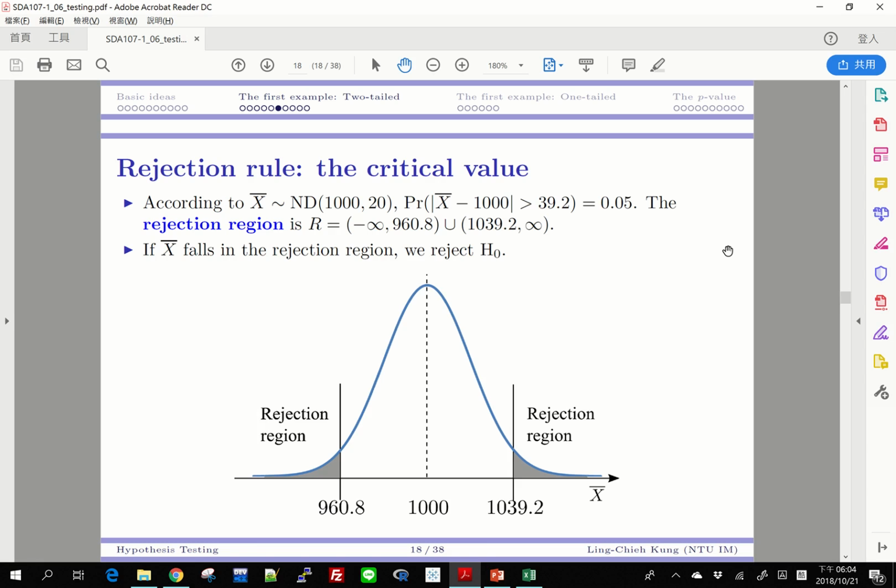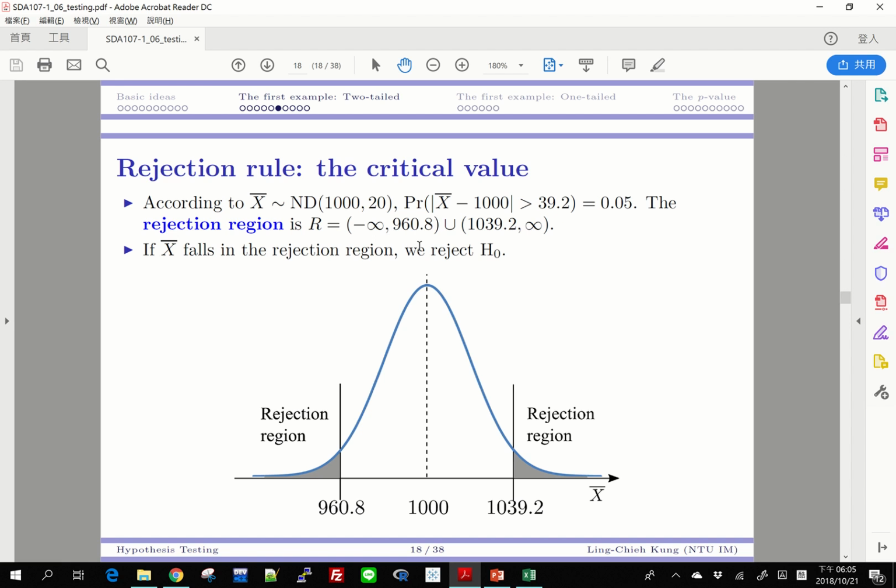So we just introduced that when we have a distribution of sample mean that is normal, with mean 1000 and standard deviation 20, we want to find a cutoff value such that the left tail probability or the right tail probability is just 2.5%. In the slides, I just gave these values, 1039.2 and 960.8, directly without any derivation.